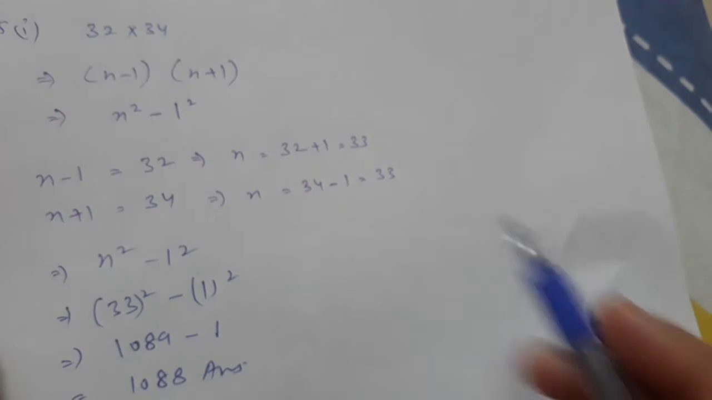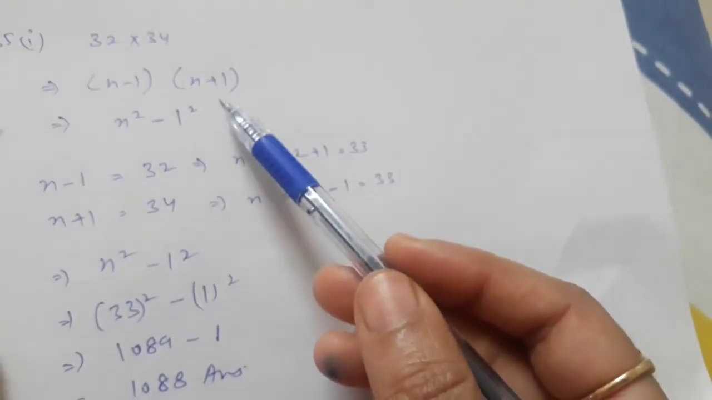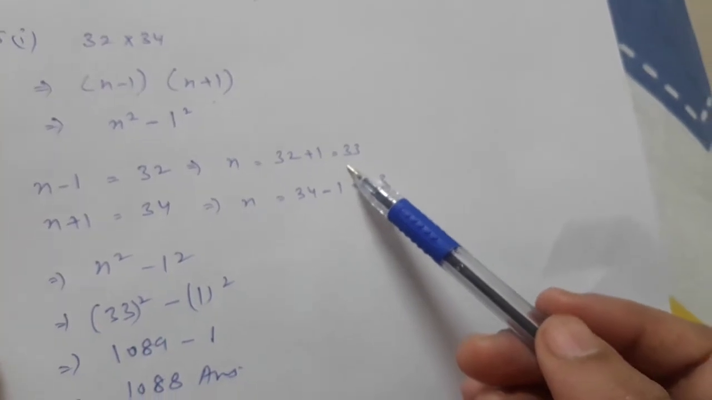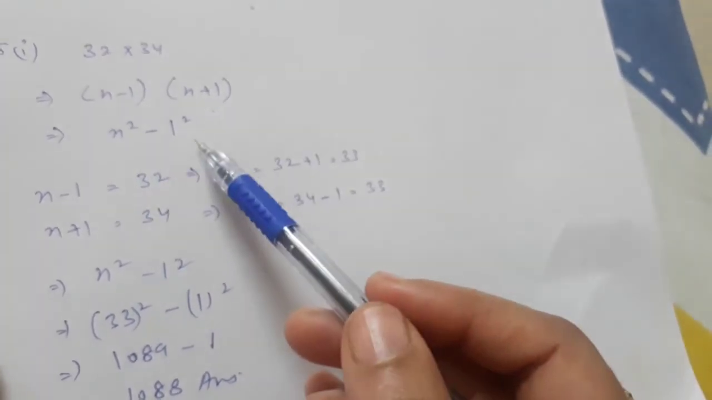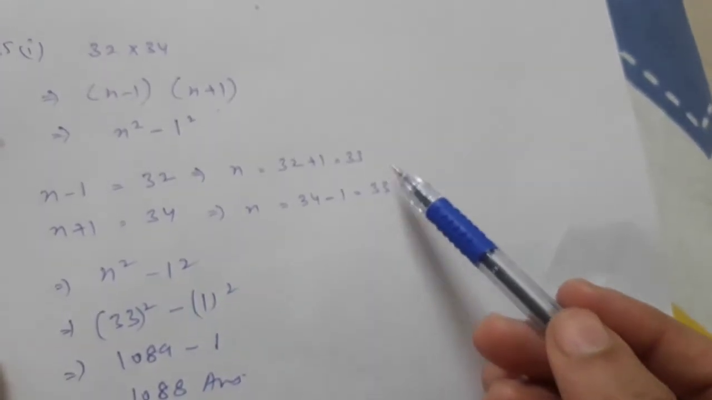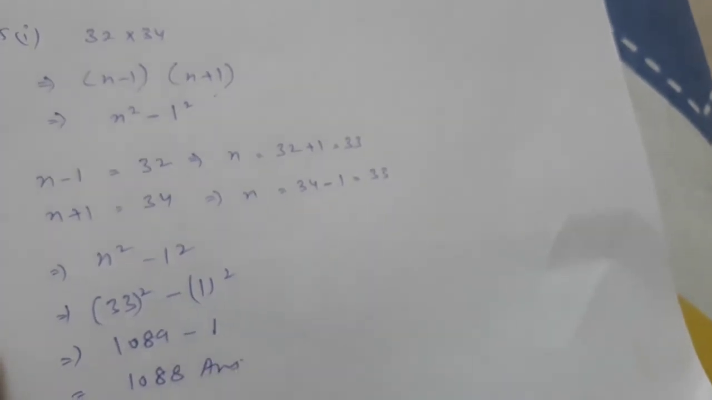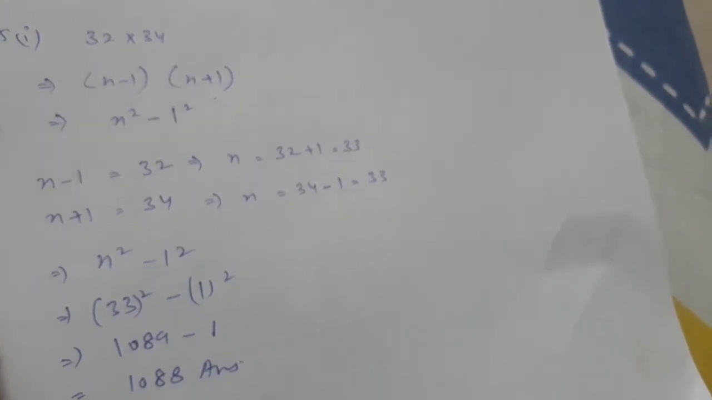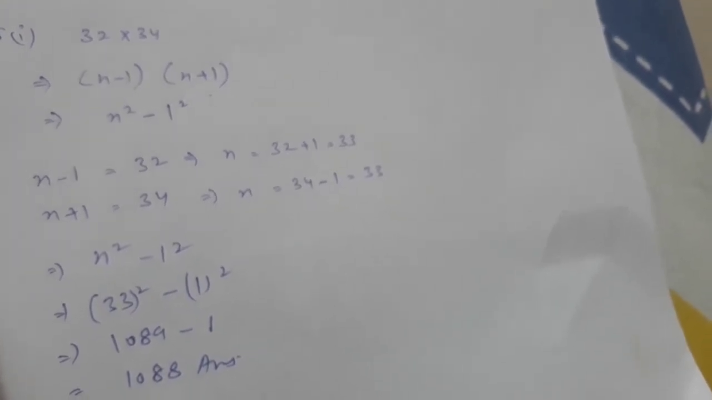So for finding out the product of these two numbers, we will follow the rules like this. First we will equate n minus 1 and n plus 1 with these numbers to find out the n. Then we will use this formula, n square minus 1 square. Here n is 33, that is 33 square minus 1 square, which would be equal to 1089 minus 1, that is 1088. So this was the solution of first part of question number 5.